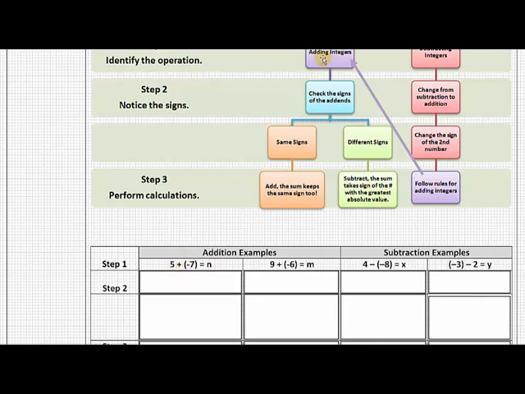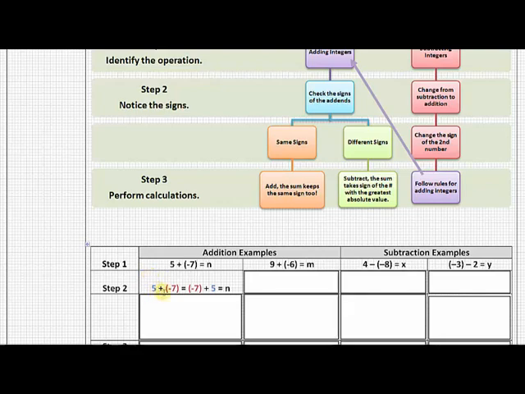So I'm up here, and I'm adding integers. I'm checking the signs. The signs are different. This is a positive 5, and this is a negative 7. So for different signs, I actually subtract, and the answer, or the sum, is going to take the sign of the number with the greatest absolute value. So let's take a closer look at this.